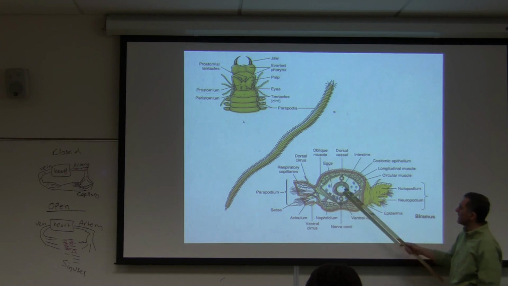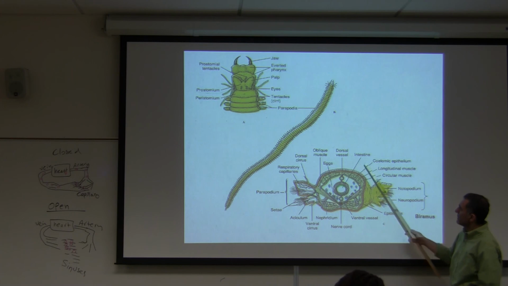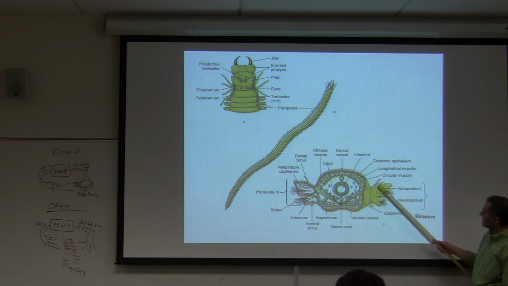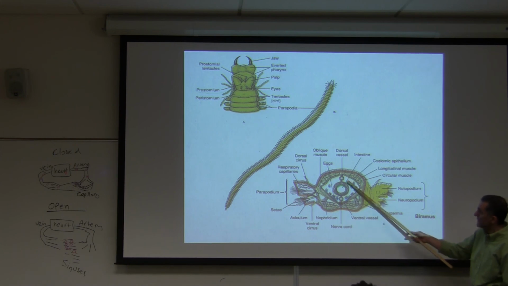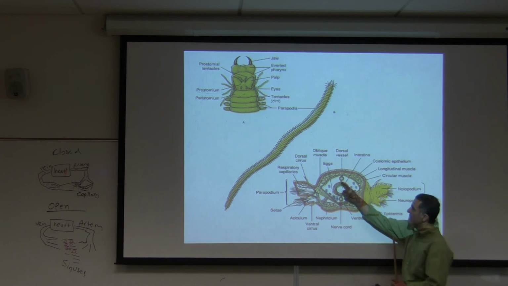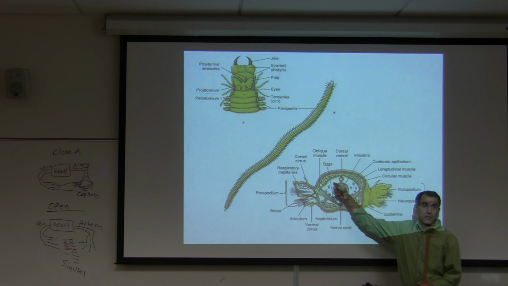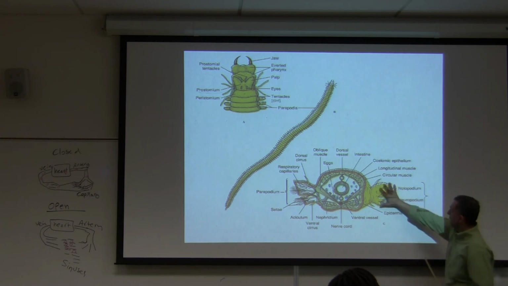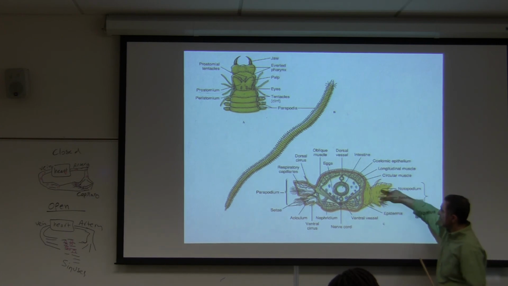Eggs, you will not see that in your slides. Dorsal blood vessels, you will not, don't worry about it. But you have the intestine. You have longitudinal muscles, circular muscles underneath the epidermis, and the white area right here is your coelom. It's a true coelom. These are true coelomic animals. Again, this is the biramous parapodium.